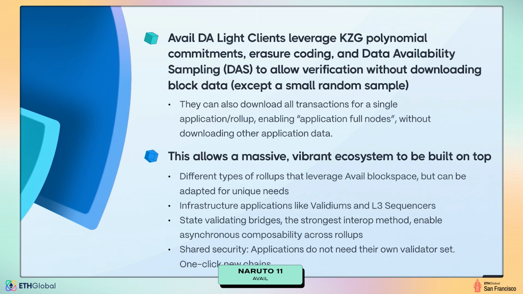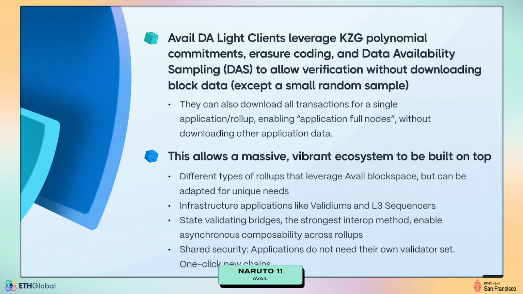Going back, we also use erasure coding and data availability sampling. As I said previously, this allows verification without downloading the whole block data. There are multiple things that happen in the back, and this is the whole thing that allows you to build anything on top of Avail DA, because you have Validiums, L3s, Optimiums. You can use anything to build these. At the same time, there can be shared security because we have Avail Fusion, and applications do not need to have their own validator set. There's a validator set that we have.